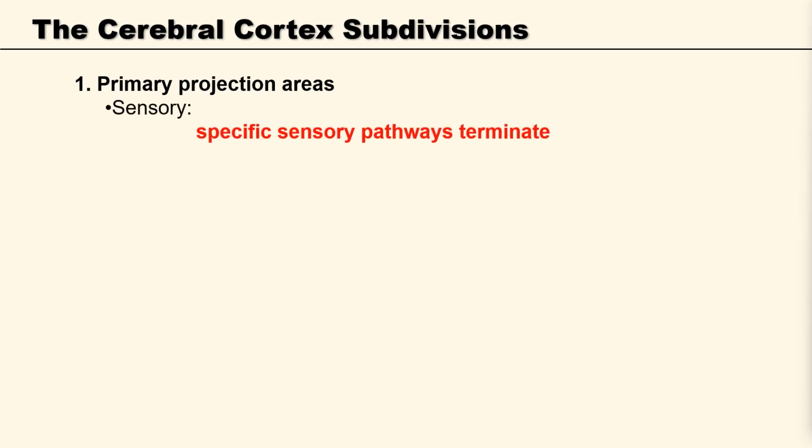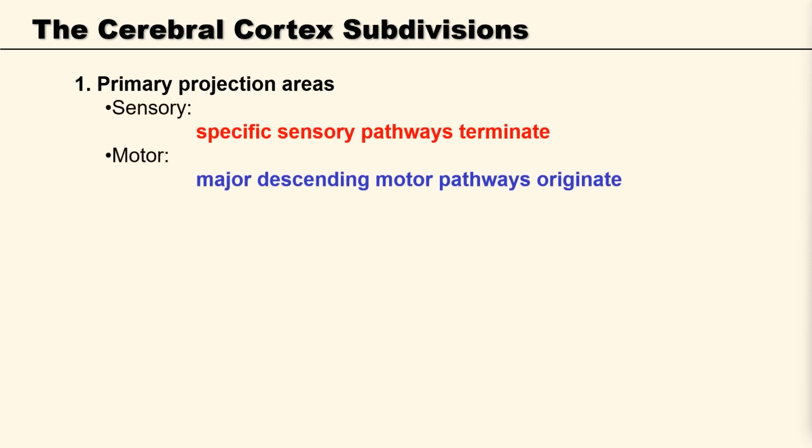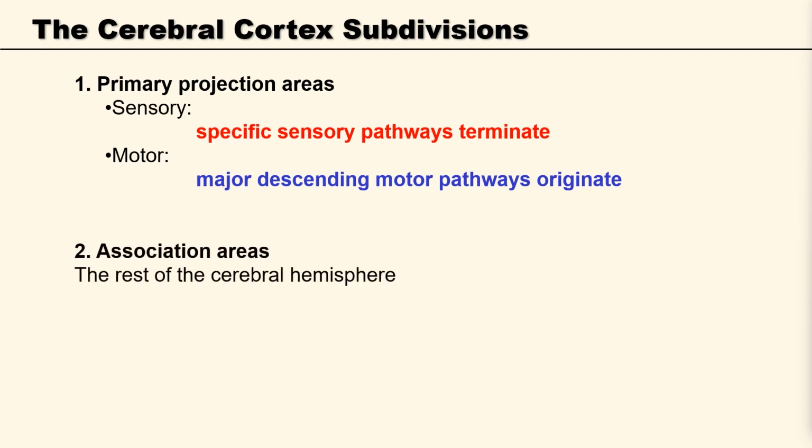So the cerebral cortex has a series of subdivisions. We have primary projection areas. In terms of sensory pathways, this is where specific sensory pathways terminate. In terms of motor pathways, most of the major descending pathways originate here. We also have what we call association areas. Association areas are essentially the rest of the cerebral hemisphere, and these assist or interpret motor or sensory information.